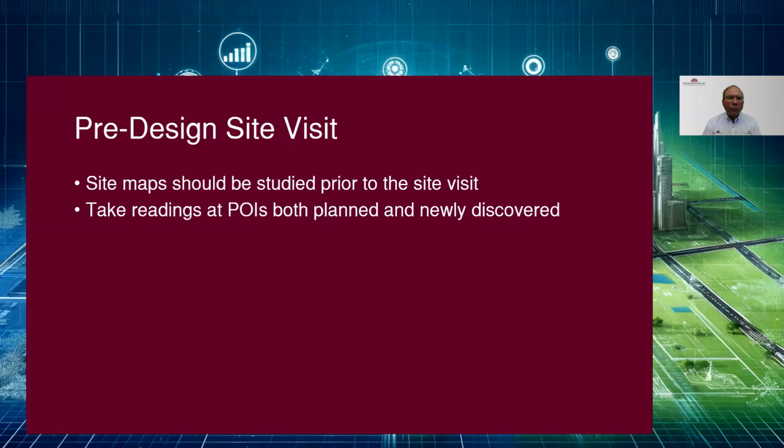Okay, so in our pre-design site visit, we're going to set up our maps. We're going to say, okay, here are the things we need to look for. We look especially at the sites and areas that we've been assigned for our wastewater prior to the site visits. Once we get out there, we start taking the readings of the points of interest that we've identified, and also those that we are finding as we get out there.